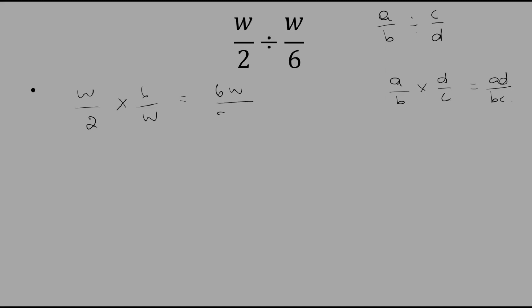Okay, so our rule for division is if A over B is divided by C over D, that becomes A over B times D over C, which is AD over BC. So this one becomes W over 2 times 6 over W, which becomes 6W over 2W. Oh, it's not going to be much left if we cancel that out. W divided by W is 1. 6 over 2 is 3.